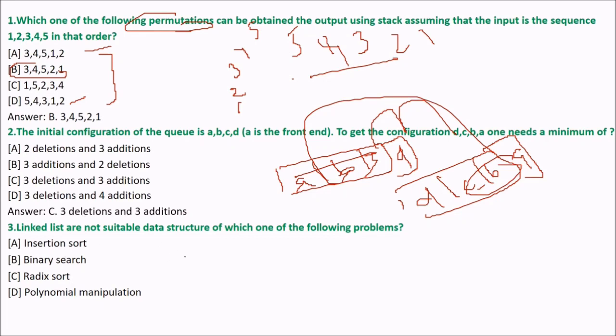Linked lists are not a suitable data structure for which one of the following problems? Linked list not suitable for what? Insertion, binary search, radix sort, and polynomial manipulation. The answer is binary search. This is often a question asked, can you use the binary search for linked list? But binary search cannot be applied. This is not suitable. The overhead would be great, and of course you need data to be sorted, and that will take more time.